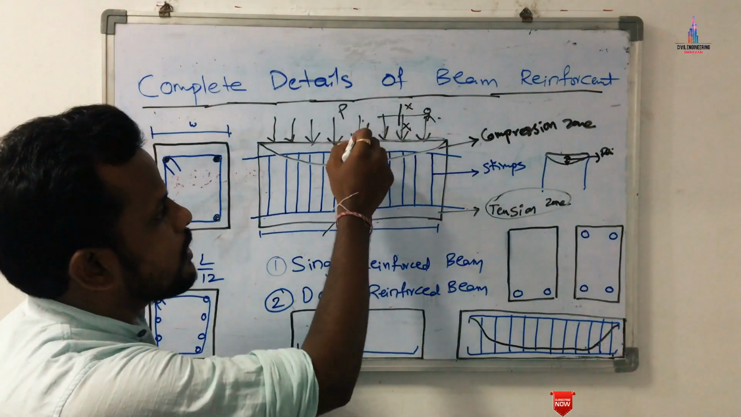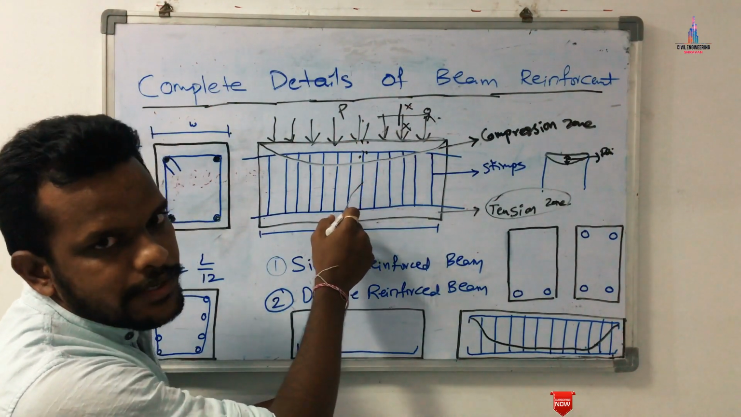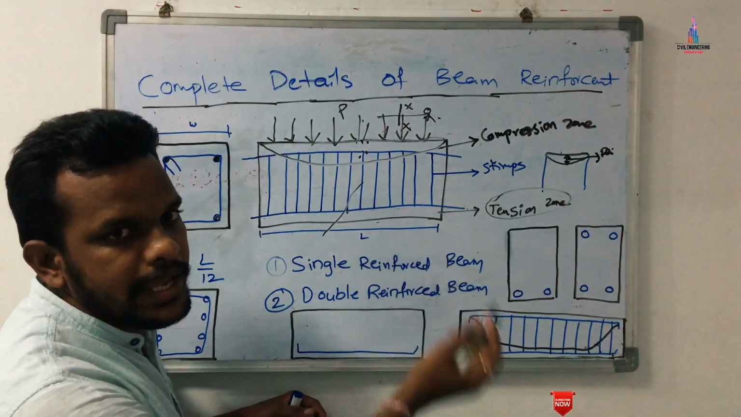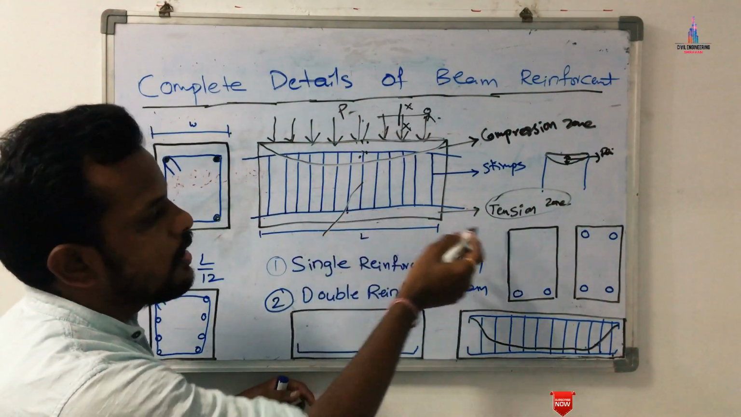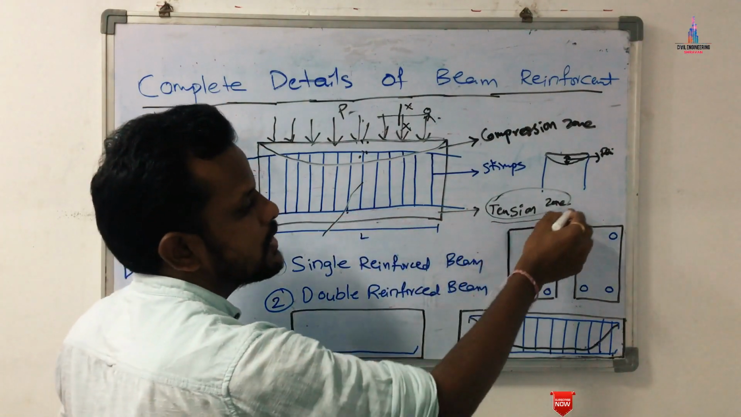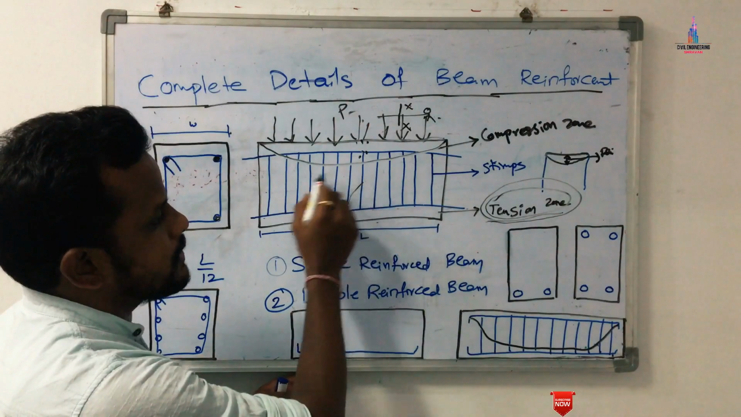The compression load is applied from the top surface. Due to that, the bottom section of the beam will try to break due to the extra loading from the P condition. So we have to provide extra reinforcement at the tension zone. These vertical sections indicate your stirrup sections.